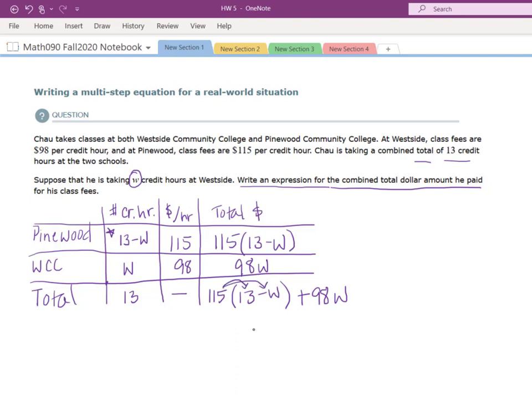I should have my calculator out already. 115 times 13. I'll just use the real one in real life. So I get 1,495. And then minus 115W plus 98W. So then I can combine those like terms. So the negative 115W plus the 98W gives me negative 17W. So my final answer is going to be 1,495 minus 17W.